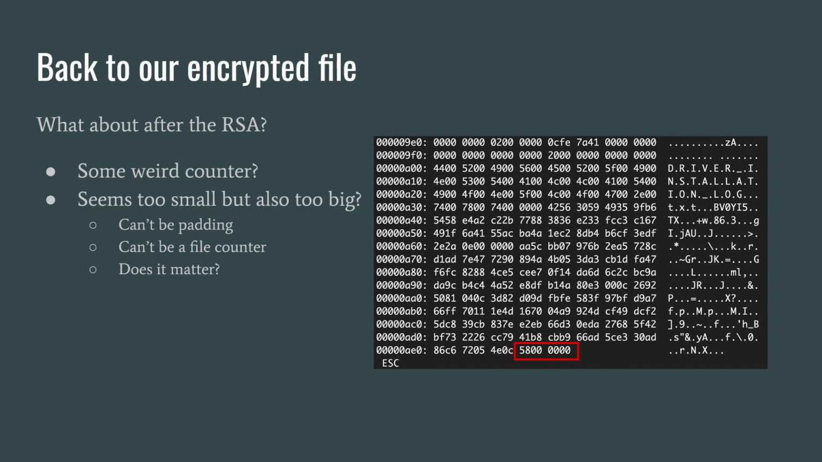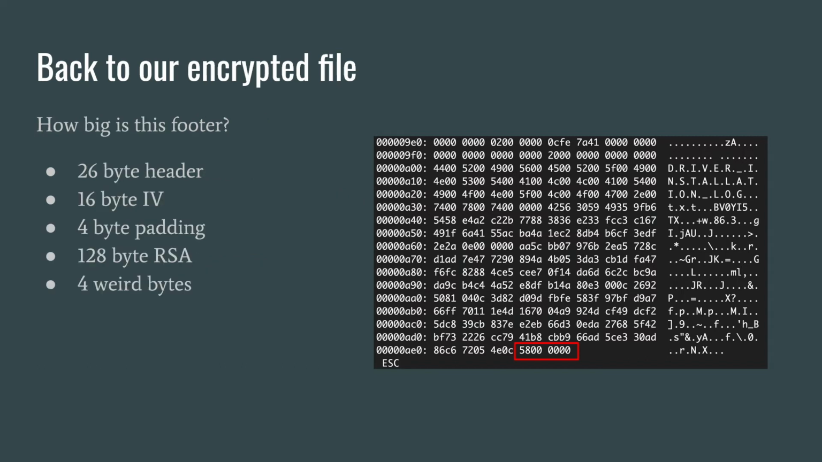It's not padding. It can't be a file counter because it doesn't match the one that we looked at previously. Is it important? Can I throw it away? There's tons of considerations, right? It turns out that it kind of matters, but not really. And we can figure out what it is. This was pretty grueling for me to figure out because I was really concerned I was going to corrupt some data.